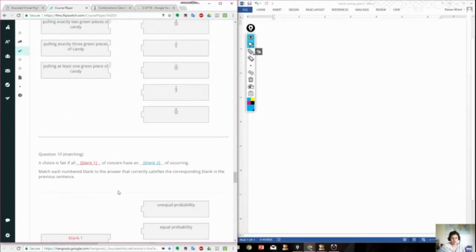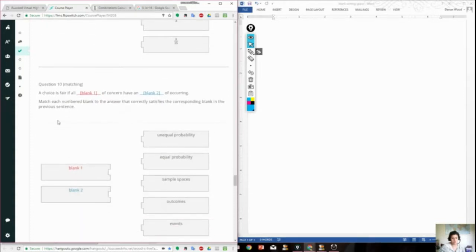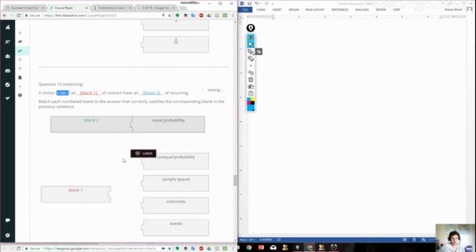I know that blank 2 is going to be equal probability, because to be fair, you have to have an equal probability of having it. So now we need to talk about, is it the sample space that needs to be equal outcomes or the event?